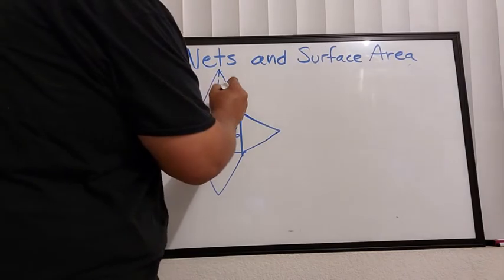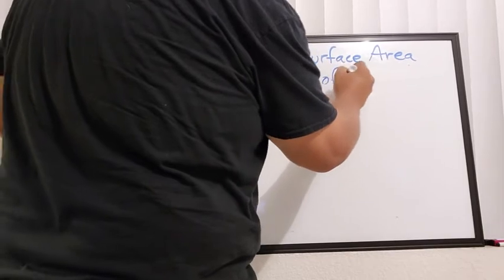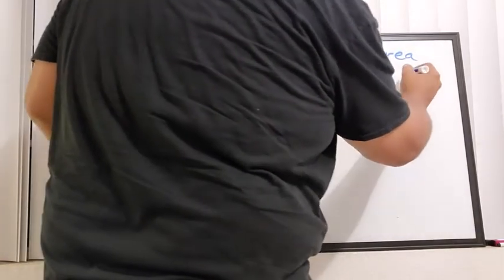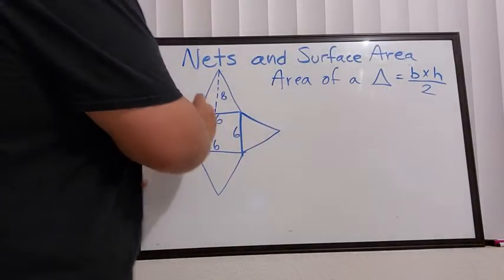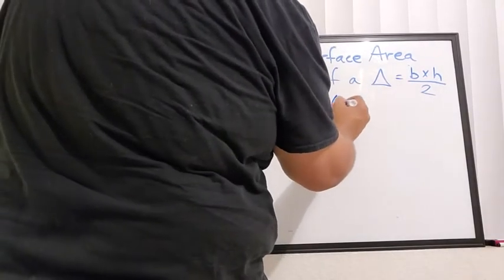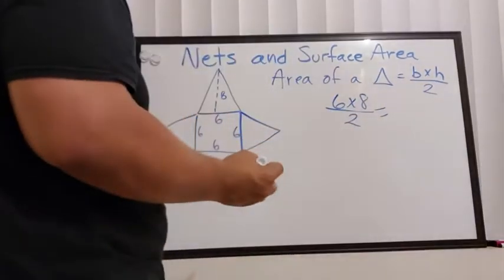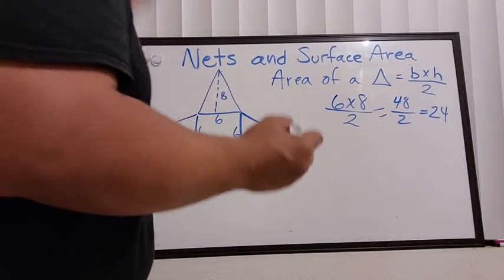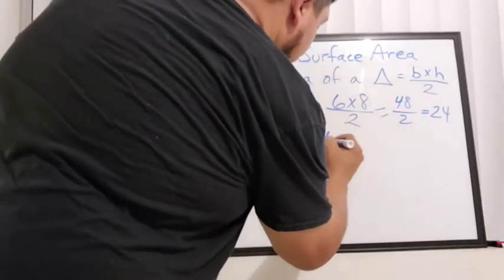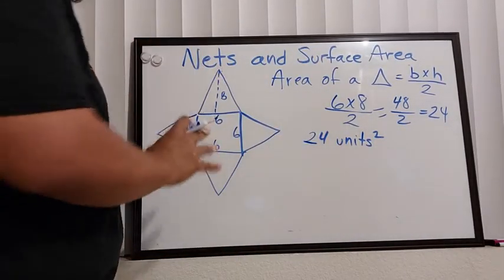Let's do 8. Well, we know that the area of a triangle is base times height divided by 2. Well, we know our base is 6, our height is 8, and we're going to divide by 2. 6 times 8 is 48. Divided by 2 is 24. So the area of the triangles is 24 units squared.